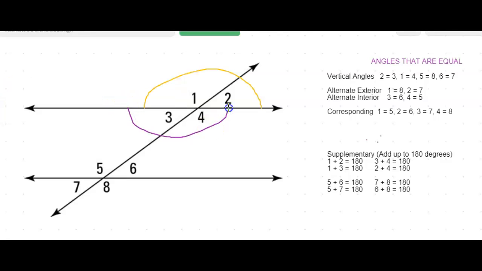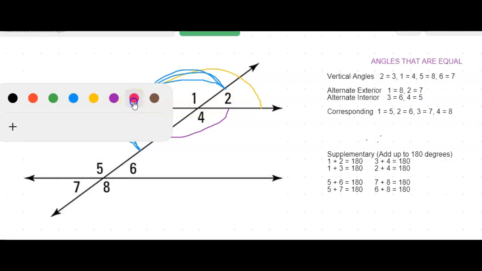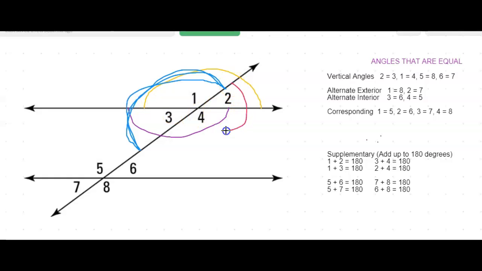So there's a 180, there's a 180. So 1 plus 2 is 180. 3 plus 4 is 180. But then I ask them to look at it this way. 1 and 3, that's a half circle. These two angles, 1 and 3, would equal 180. If I get one more color, 2 and 4, that's a half circle. So 2 and 4 add up to 180 degrees. So there's all kinds of options here, and I have that set here.